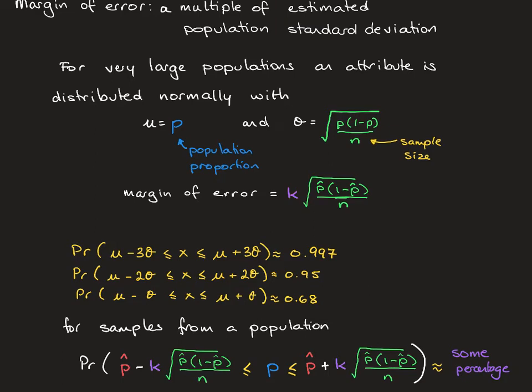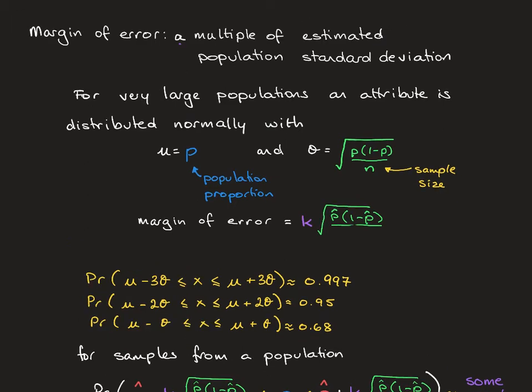So our margin of error is in fact a multiple of the estimated value of the population standard deviation. So we know for a very large population that a characteristic or an attribute, something that we're looking for, is distributed normally with a mean equal to the population proportion and the standard deviation for that normal distribution equal to this, where n is our sample size that we're using to sample with. And so our margin of error is a multiple of this. And in the textbook, they use a k to represent that multiple.